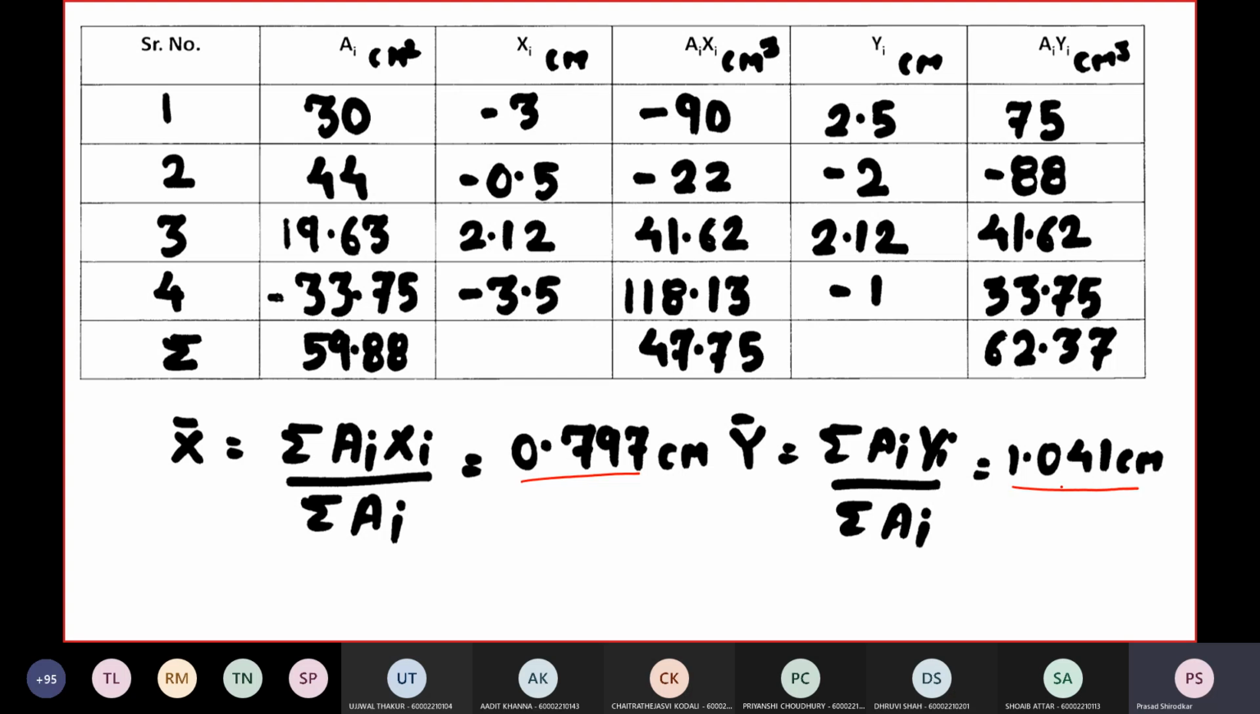All right, we are just about to run out of time. If you have any questions, let me know. So that completes centroid.